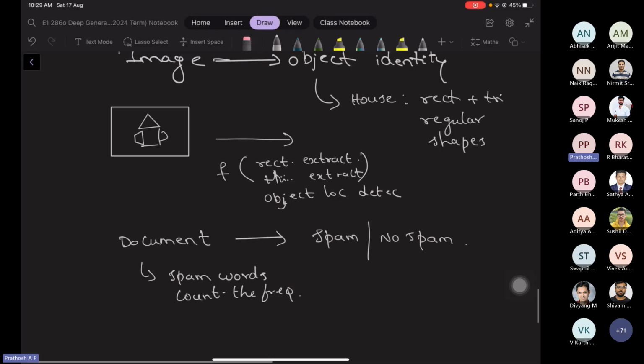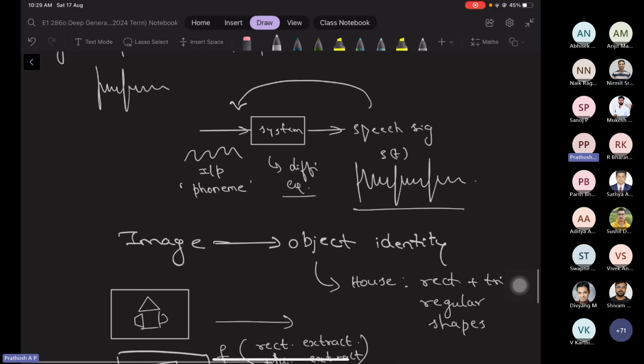Suppose you have this particular way to find out what a house is. So what if you have a house which is a modern building, that does not have a triangle at the top, something like this? What do you do? What if it is disoriented? Similar questions can be asked for every system here.